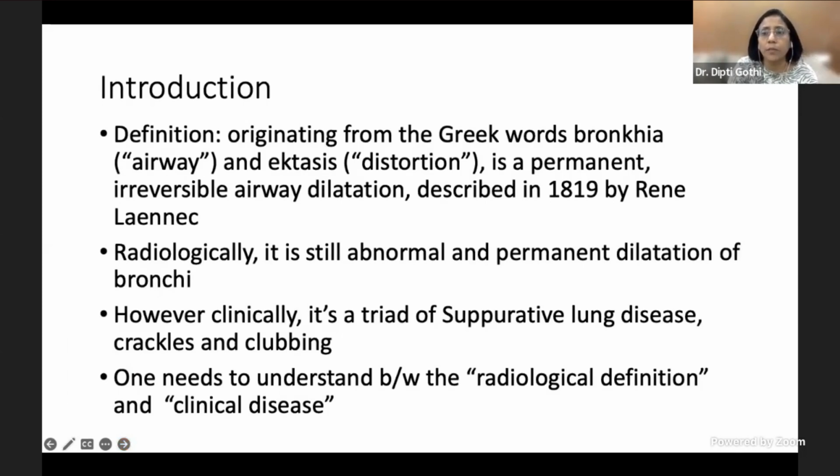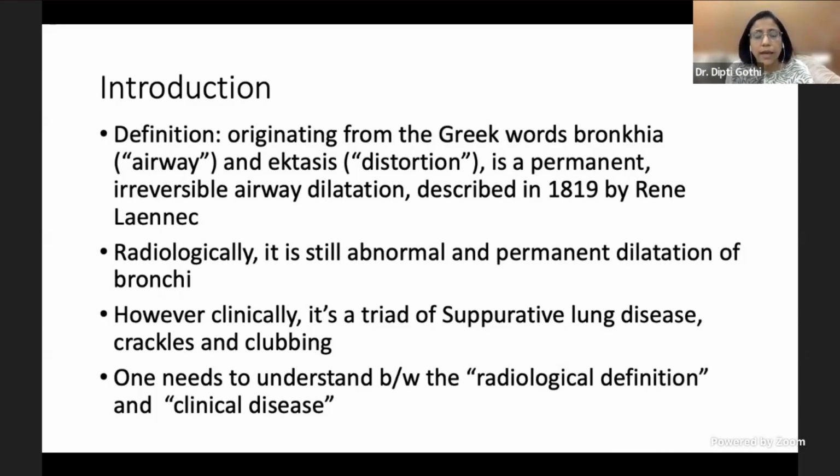Now, this particular problem of bronchiectasis and misterminology is basically because you have a definition given by Laennec in 1890, which said that there is a bronchial or airway distortion and there is a permanent dilatation. From the radiologist's point of view, abnormal and permanent dilatation of bronchi is fair enough. They see one or two bronchiectasis, they may report it. However, how important it is and how clinically relevant it is from the patient's management perspective is for us to decide.